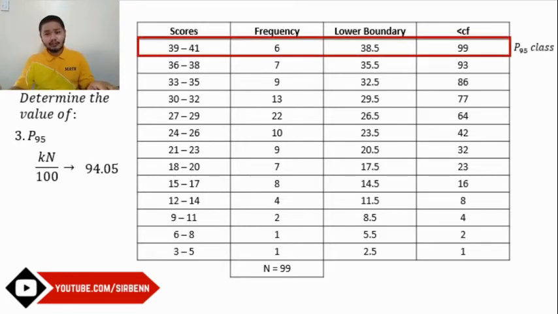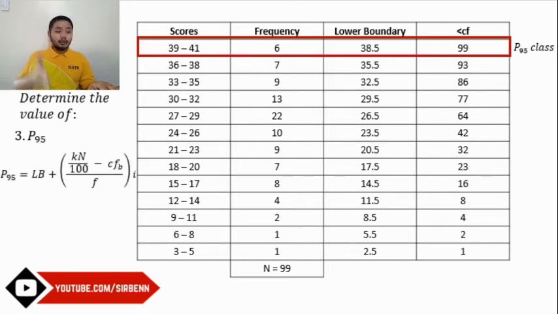So, gamitin natin yung formula, yung kanina pa natin ginagamit. Hindi naman nagbabago yan. So, lower boundary. Ano yung lower boundary natin? That is 38.5. Yung Kn over 100, ito yung sinolve natin kanina, and that is 94.05. Yung cumulative frequency less than below, yung mas mababa sa 99, dito sa ating cumulative frequency less than, yung immediate na mas mababa sa kanya.